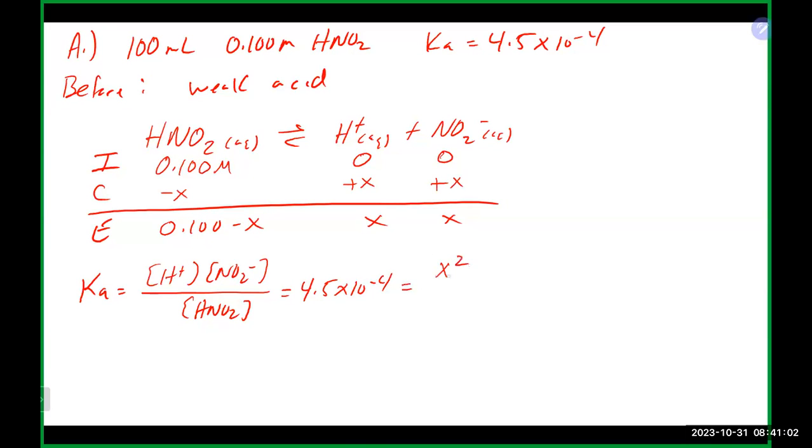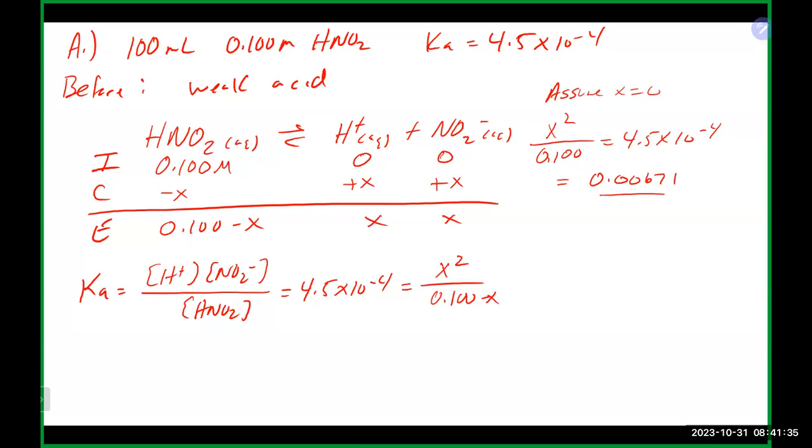Popping in our numbers here gives us x squared divided by 0.1 minus x. I'm going to assume x is equal to 0 here, which would get me x squared divided by 0.1 equals 4.5 times 10 to the minus 4. So 4.5 times 10 to the minus 4 times 0.1, little square root action on it, going to get us 0.00671. I'm going to divide that by 0.1, times it by 100, and now I'm going to be really upset in a second here, probably. That is a bad assumption there at 6.7%.